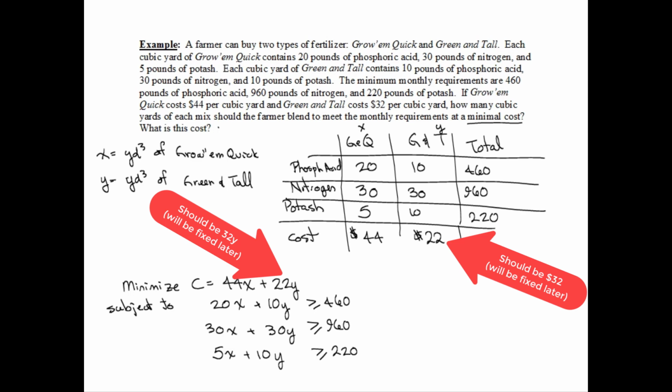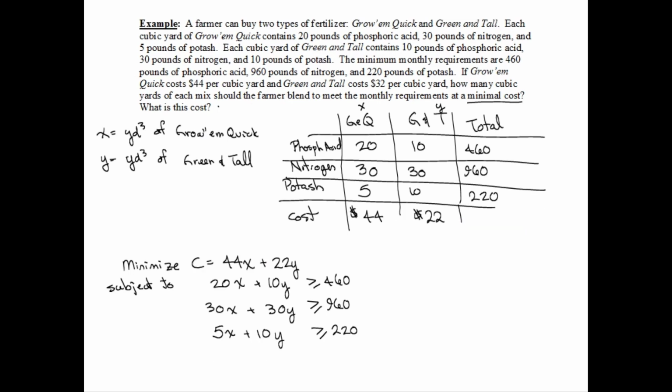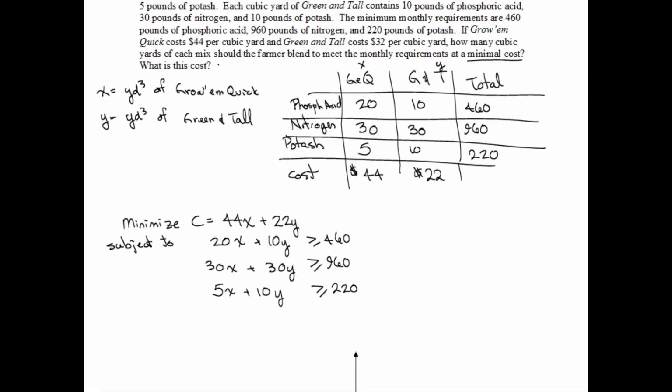Now ask yourself, do negative numbers for your variables make any sense realistically in the problem? Occasionally they will, many times they won't. In this case, it doesn't make sense to purchase a negative number of cubic yards of a brand of fertilizer. So I put in my non-negative constraints. x, y greater than or equal to 0. This is my mathematical model.